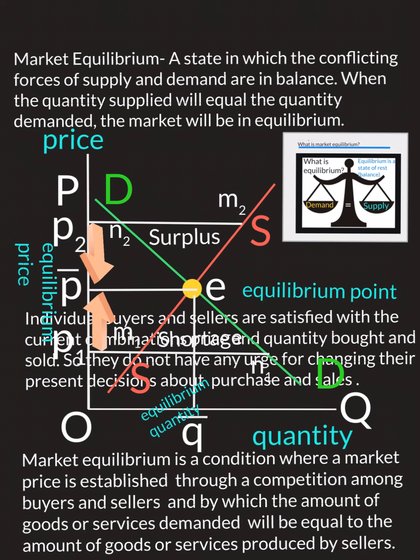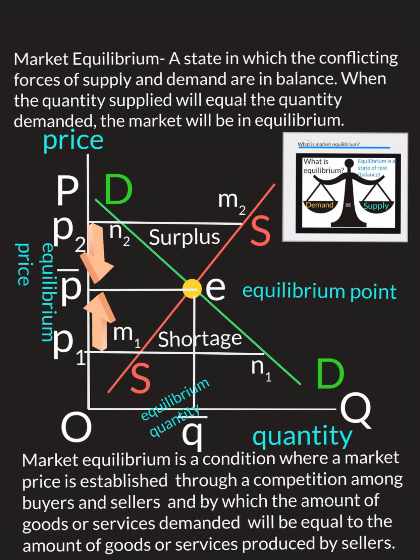Buyers and sellers are satisfied with the current combinations of price and quantity bought and sold. So they do not have any urge for changing their present decisions about purchase and sales. Buyers and sellers both take rest at the point E. And this is the illustration of market equilibrium.